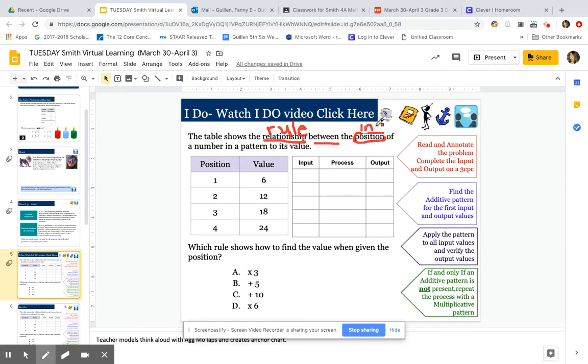So we have the input and the number in a pattern to its value, that is my output. So basically they're saying, I have given you the input and the output. You need to find how to get from input to output, finding the rule. So scholars, they are asking me for the rule. And the rule, the process, the relationship, the expression, they all mean the same thing, okay? So remember that rule.